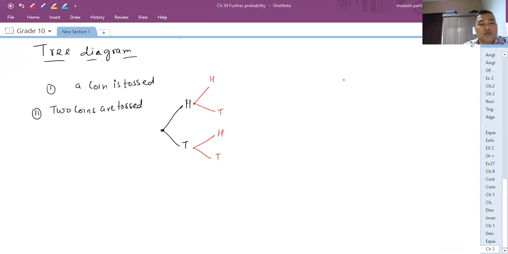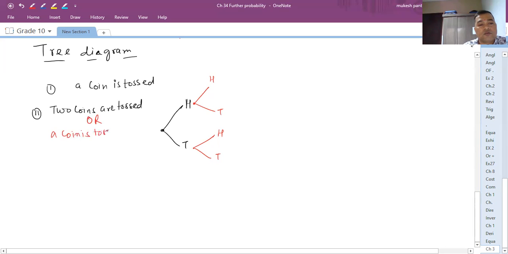Two coins are tossed, or a coin is tossed twice. So suppose in the first toss we get head, so in the second we can get head or tail. Or if we get tail in the first, in the second we can get head or tail. Okay.